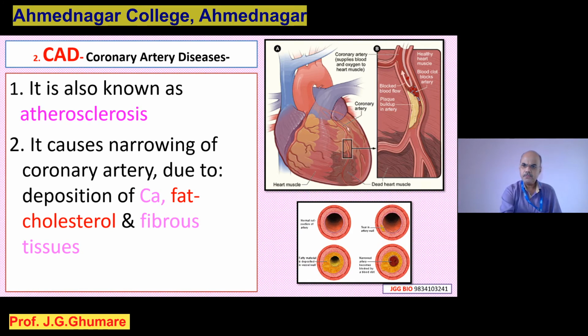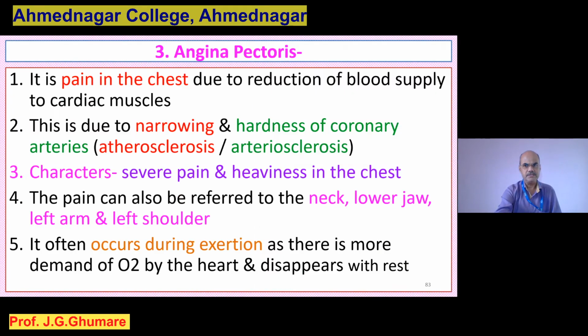Now, how this deposition takes place, I am showing here in a series of diagrams. This is a normal coronary artery. Say, for example, deposition will start somewhere here. That will go on accumulating and reduce the lumen of the coronary artery. Actually, it is small, and if it is reduced, blood supply to the heart itself will not be there. The heart is an important organ of the body. If the heart stops working, the person will die. This problem is called coronary artery disease.